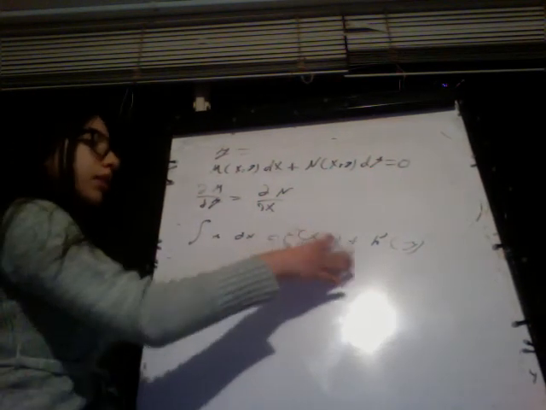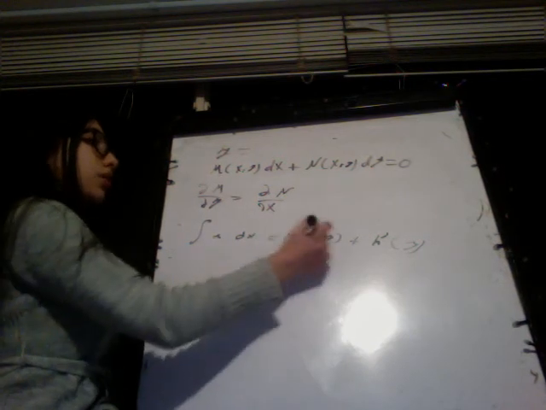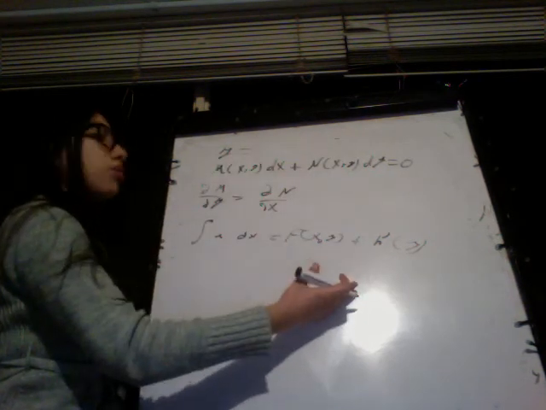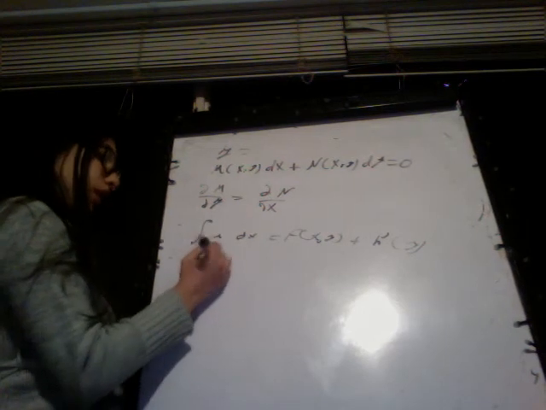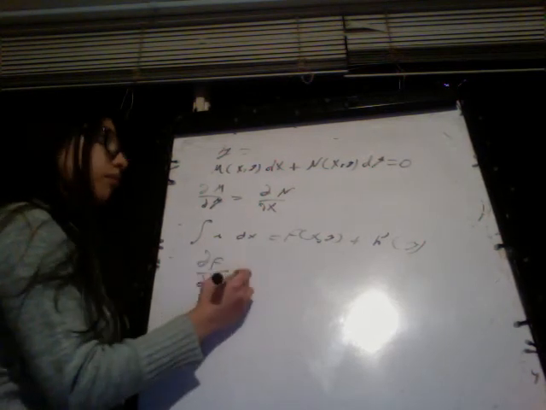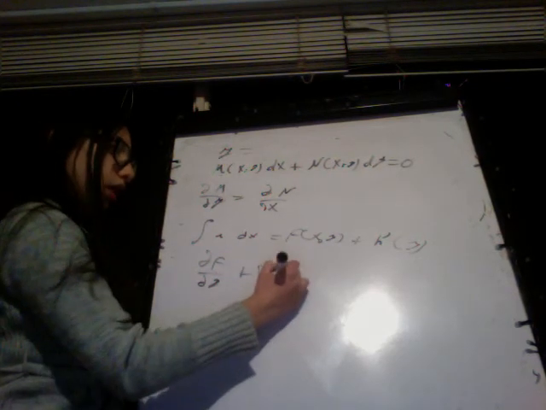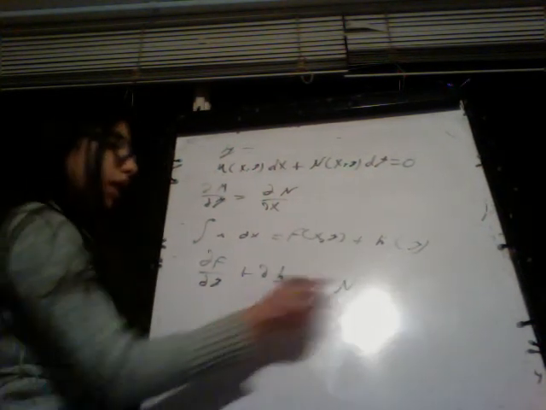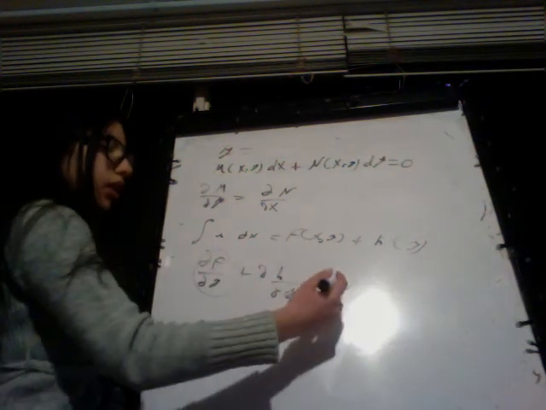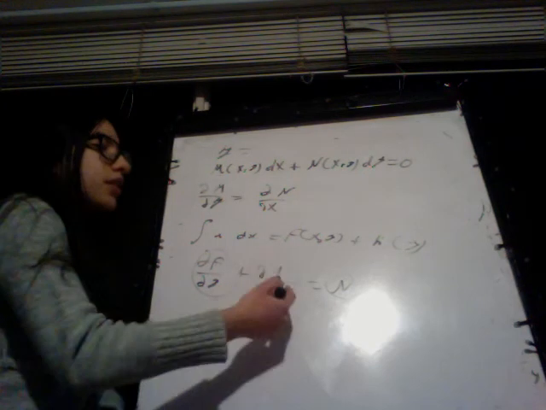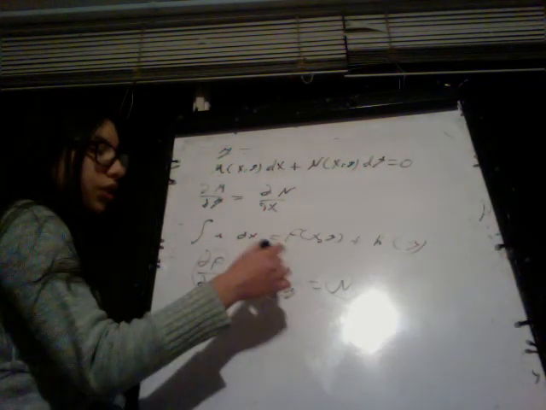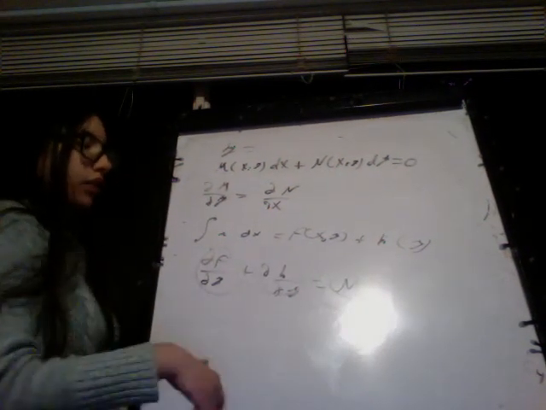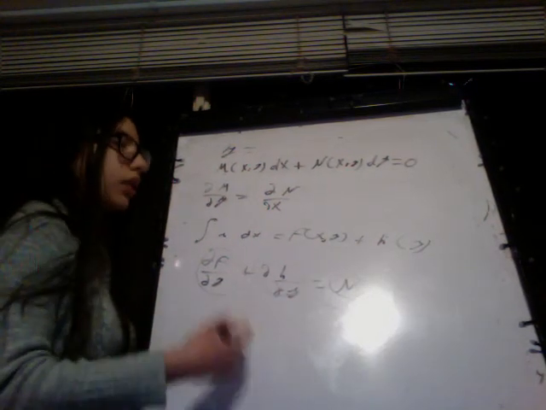That function could be just a constant. Then you take the partial derivative of this with respect to y, and this is supposed to be the solution, so you should have N. So you would have the partial of f with respect to y plus the partial of h with respect to y equal to N. If this is not the same as N, that means this function is not 0, and so you solve for it. Then you integrate with respect to y in order to have h, and then you have the equation.